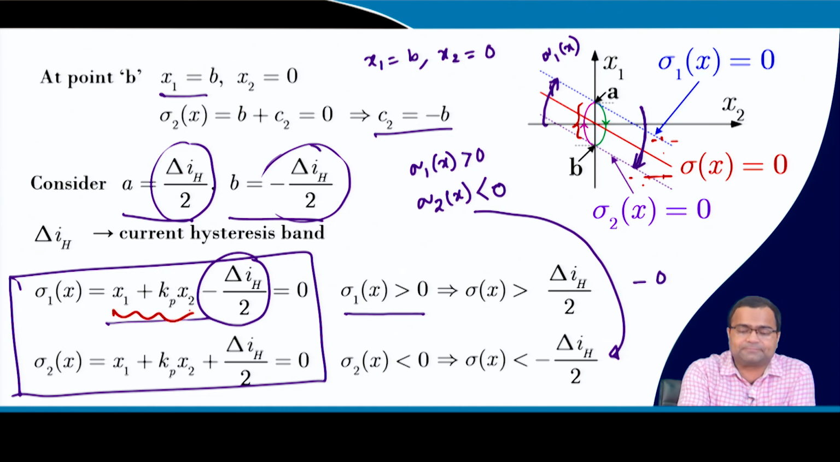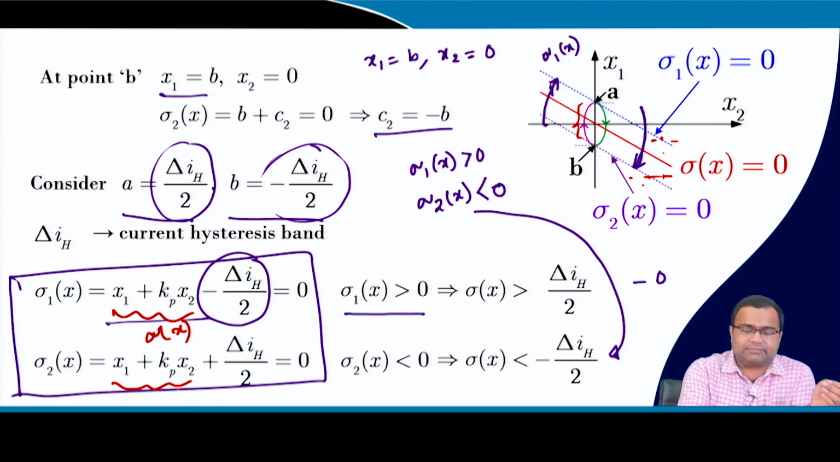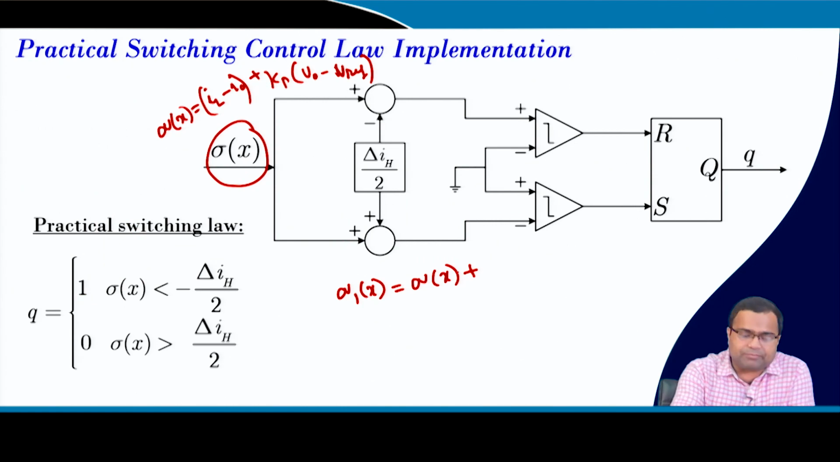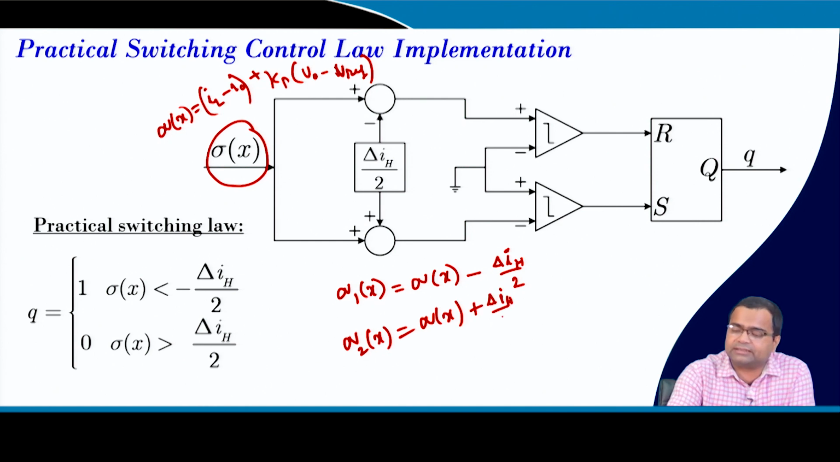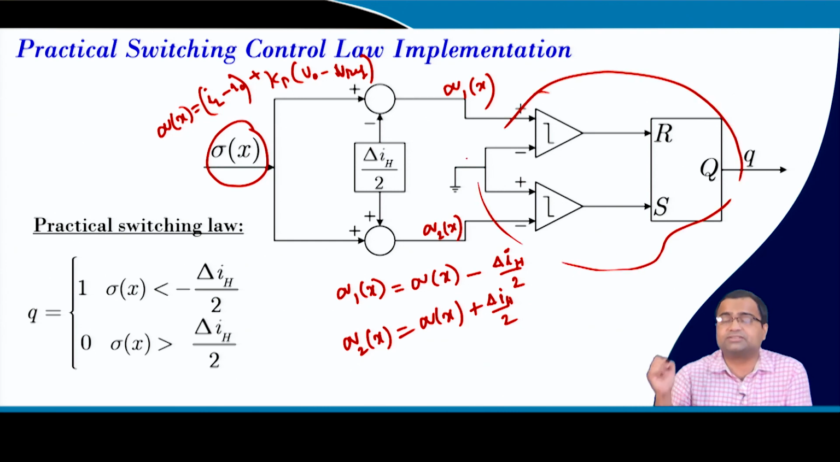This is my sigma x minus delta IH by 2, and this is my sigma x plus delta IH by 2. That means we should choose this to be minus delta IH by 2, as sigma 1x is sigma x minus delta IH by 2, and sigma 2x is sigma x plus delta IH by 2. So, you can see this is my sigma 1x and this is my sigma 2x, and they are compared with the hysteresis logic here.